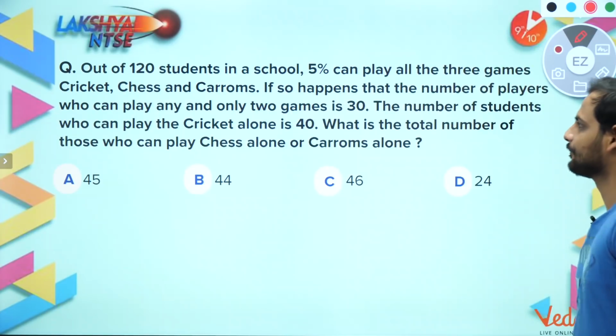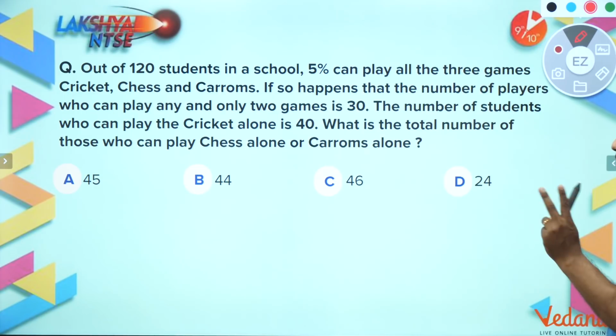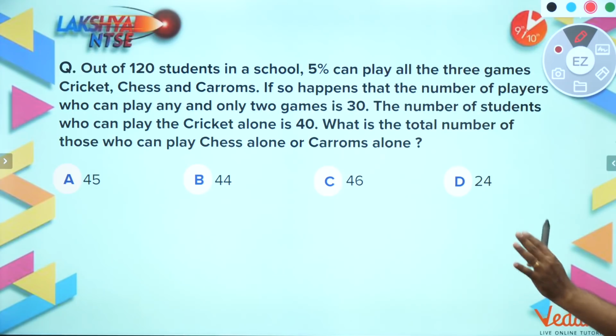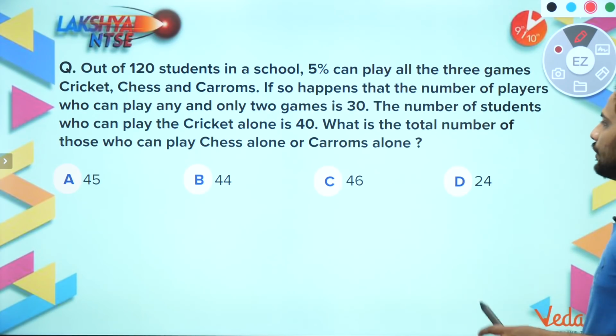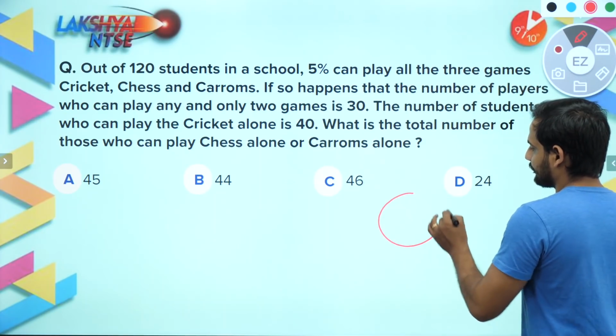Chalo, let's move ahead. Out of 120 students in a school, 5% can play all the 3 games: cricket, chess and caroms. It so happens that the number of players who can play any and only 2 games is 30, and the number of students who can play cricket alone is 40. What is the total number of students who can play chess alone or carom alone? Chalo. So there are 3 games: cricket, chess and caroms.